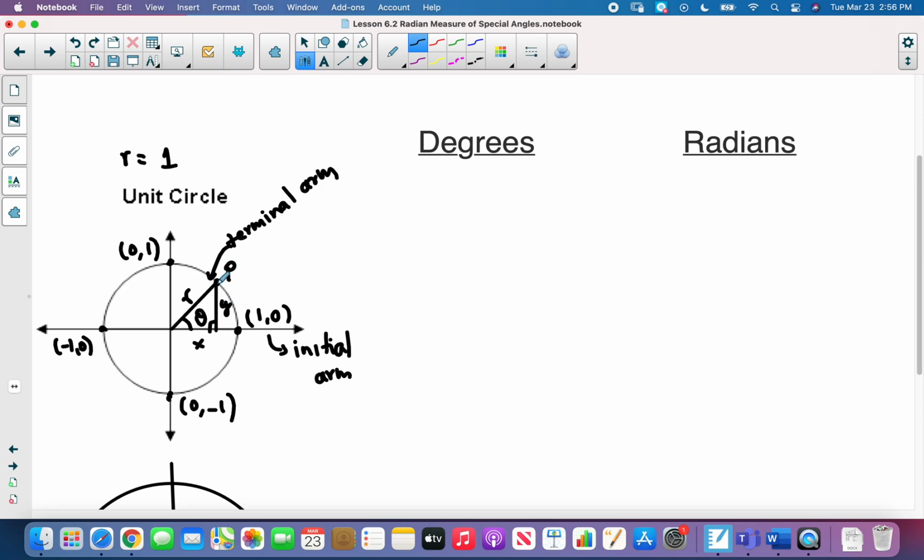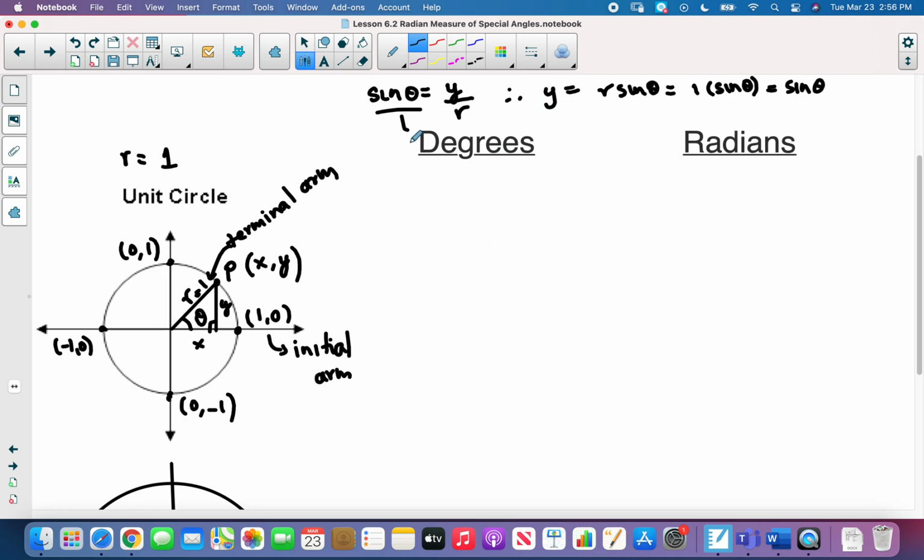So the coordinates of point P, its x coordinate will be x and its y coordinate will be y, but we can also define that in terms of the trig ratios. If you look at this triangle, the sine of theta is opposite side over hypotenuse. It's y over r. So if you cross multiply, you get y is equal to r sine theta. R is 1 for the unit circle, so it's 1 times sine theta, which is sine theta.